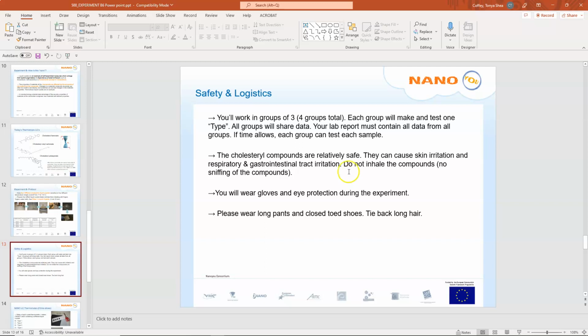So, of course, don't eat it, but also don't inhale the compounds. So when they melt and things like that, don't stick it up to your nose and give a big sniff. Don't sniff the compounds, because it can cause some irritation if you do that. But other than that, it should be a very safe experiment. Just to be safe, though, I am going to want you to wear gloves and eye protection during the experiment, and long pants and closed-toed shoes are the norm for chemistry labs. And if you have long hair, please tie it back. So that's going to be the safety that we do.